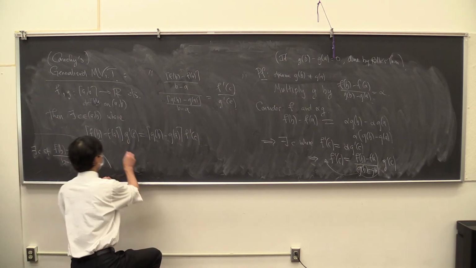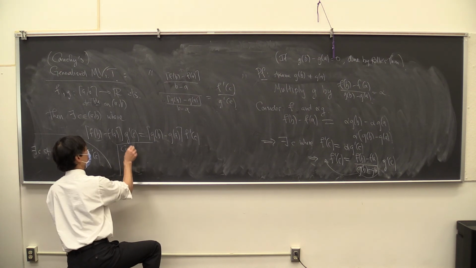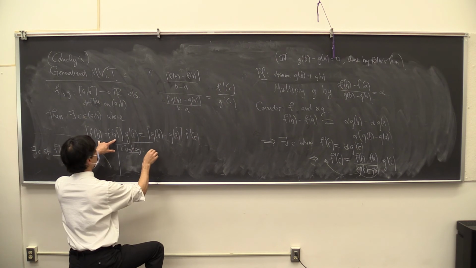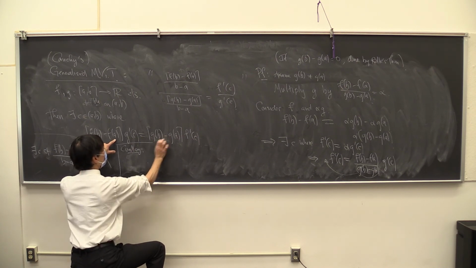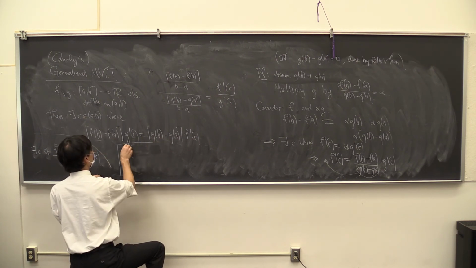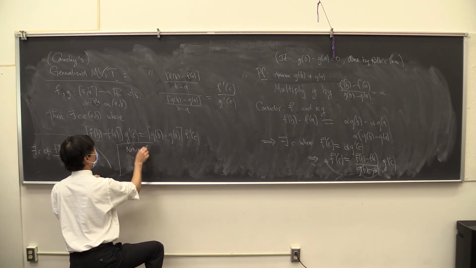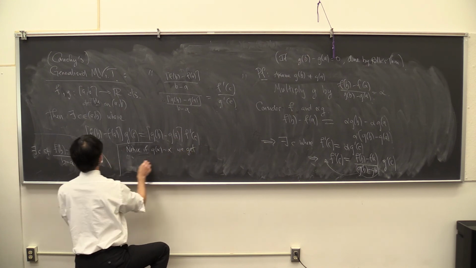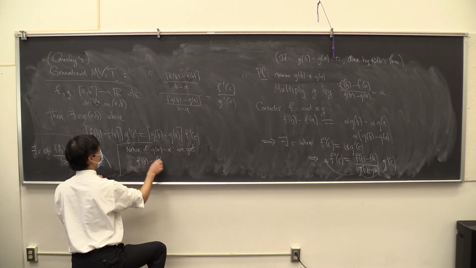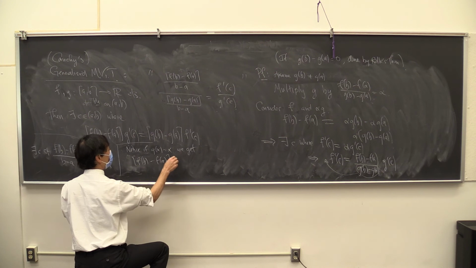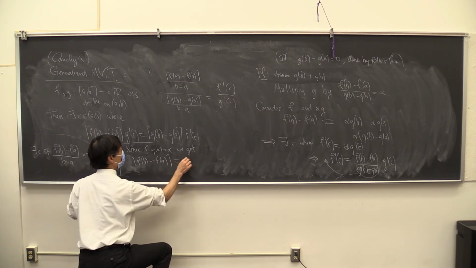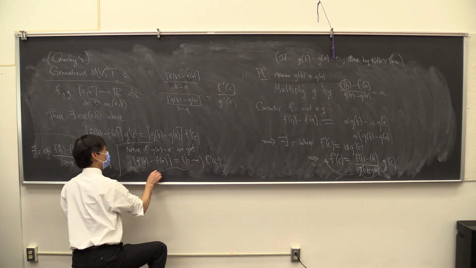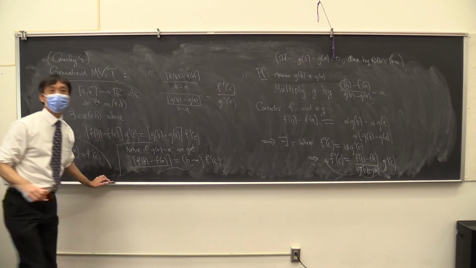So, corollary: notice if g of x equals x, we get that f of b minus f of a times 1 equals b minus a times f prime of c. So that gives me the mean value theorem.